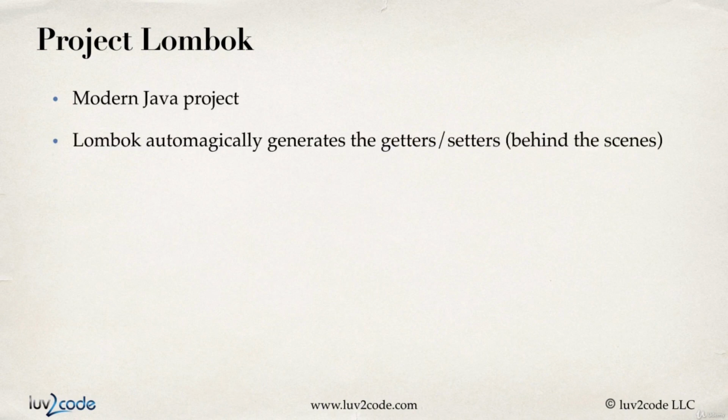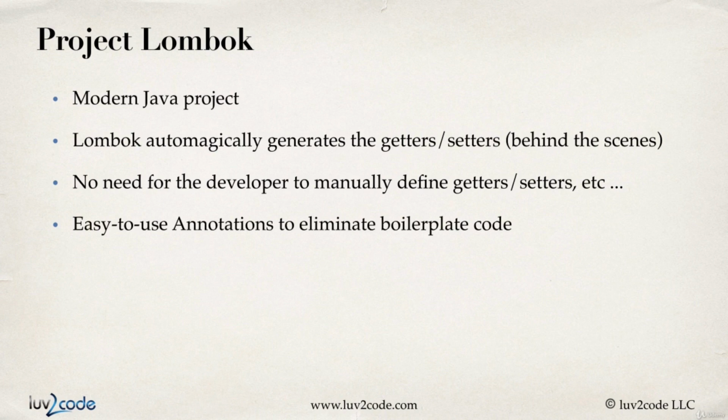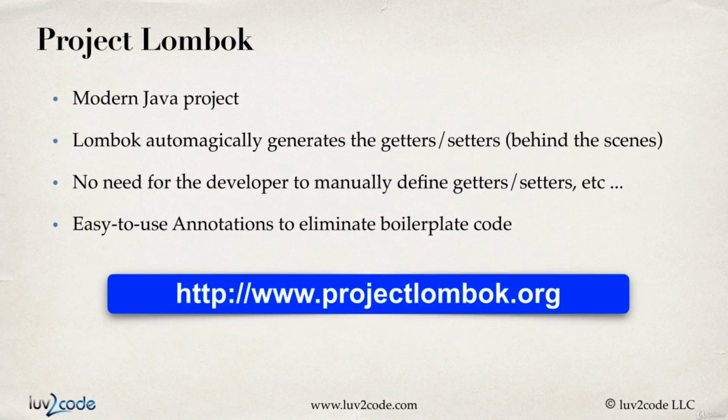Alright, now you may have noticed the reference to Lombok, and you're probably wondering to yourself, what exactly is Lombok? Well, Lombok's a modern Java project, and Lombok will automatically generate the getter and setter methods for you behind the scenes. So there's no need for the developer to manually define getter and setter methods. Lombok will do the work for you. Lombok has easy to use annotations to eliminate boilerplate code. And you can get more details on Lombok at the website here, projectlombok.org.